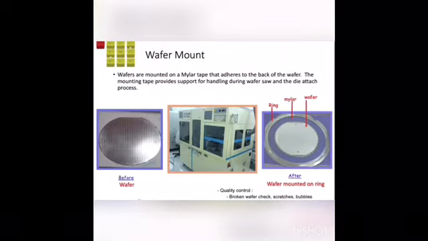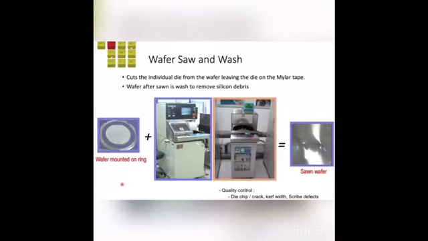After that, the wafer will go to the second stage, which is wafer saw and wash. Wafer saw cuts the individual die from the wafer, leaving the die on mylar tape. After being cut, the sawn wafer will be washed to remove the silicon debris.